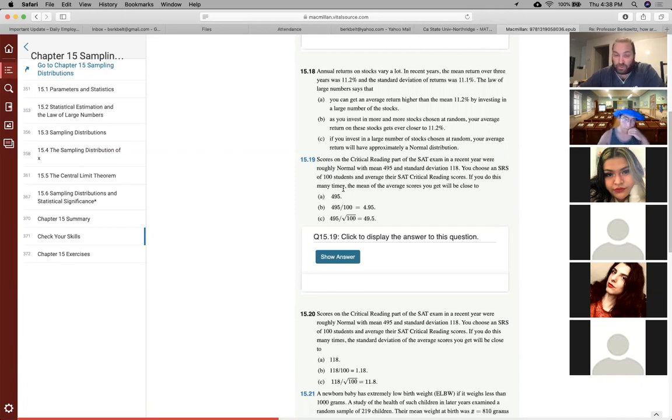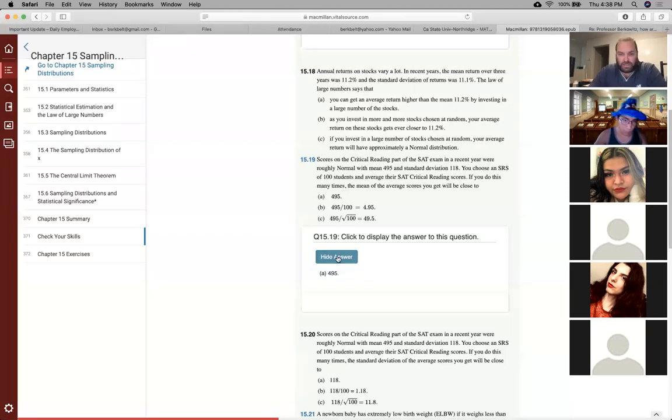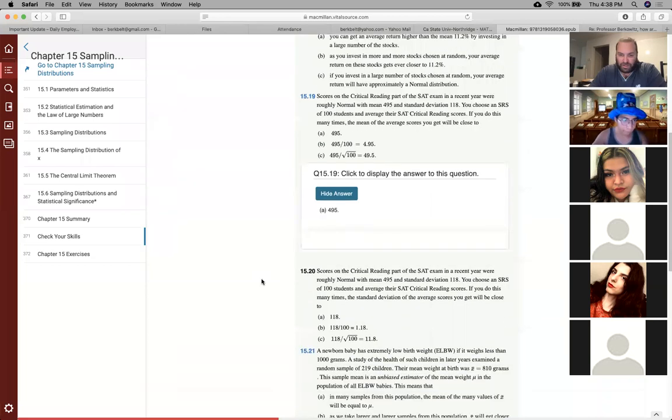What will be the answer to number 19, A, B, or C? C. Not for the mean. Oh, for the mean. Sorry, I meant that was for standard deviation. So what's the answer for 19? A. A, and what's the answer for 20? C. C. So we just checked the answer. They were very nice. They said, click to display the answer. Well, that's the answer. Let's do another one.